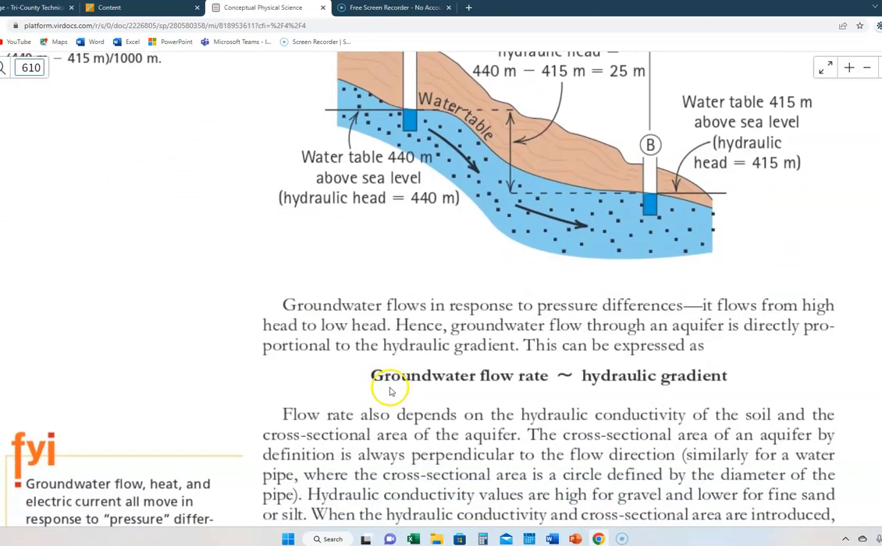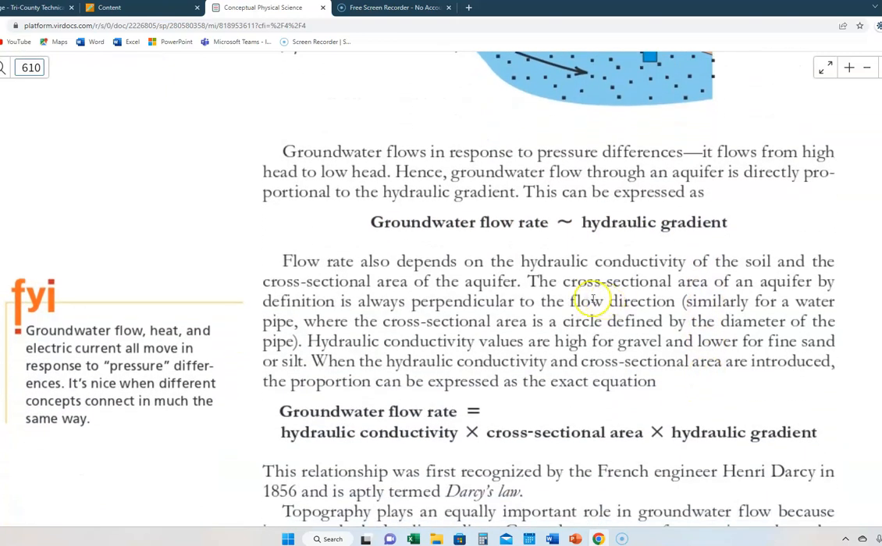Notice it says the groundwater flow rate is proportional to the hydraulic gradient. So that led to this idea of Darcy's law. Darcy was, as it says right here, a French engineer who lived more than 175 years ago. He came up with this formula: the groundwater flow rate, right? You might need to know that.